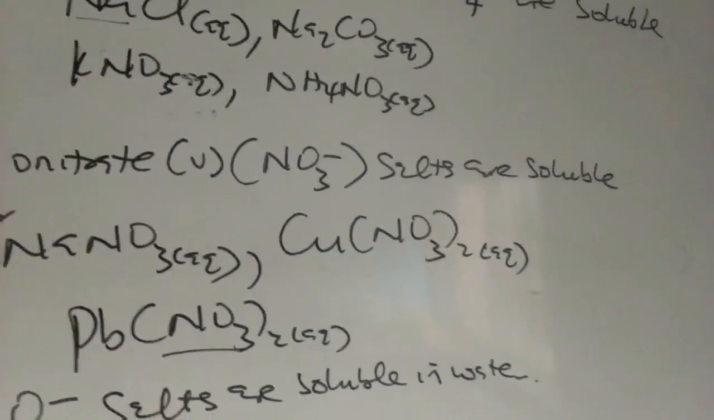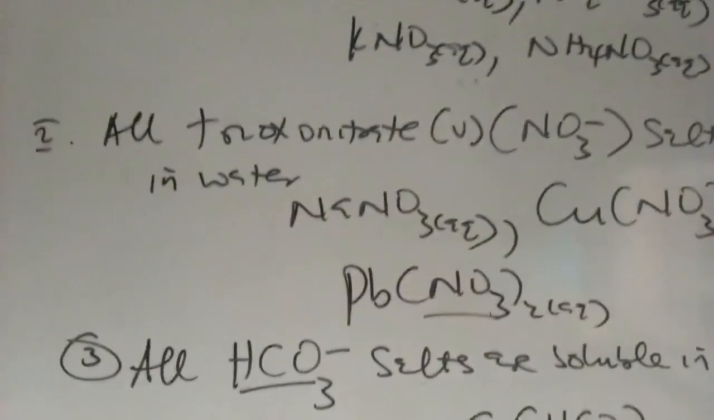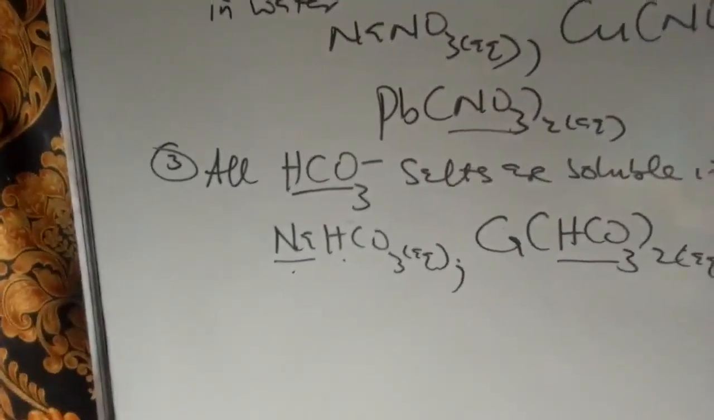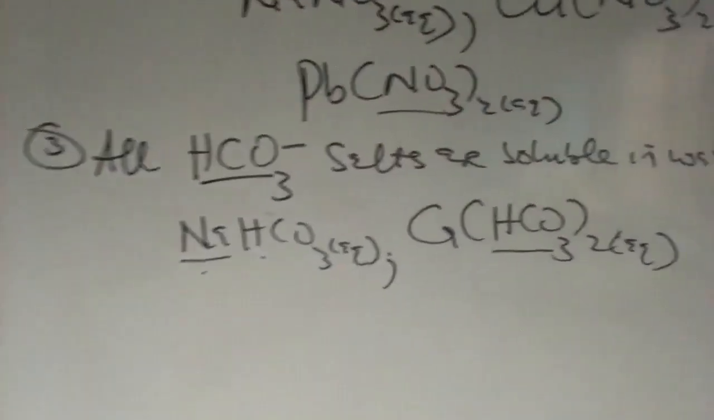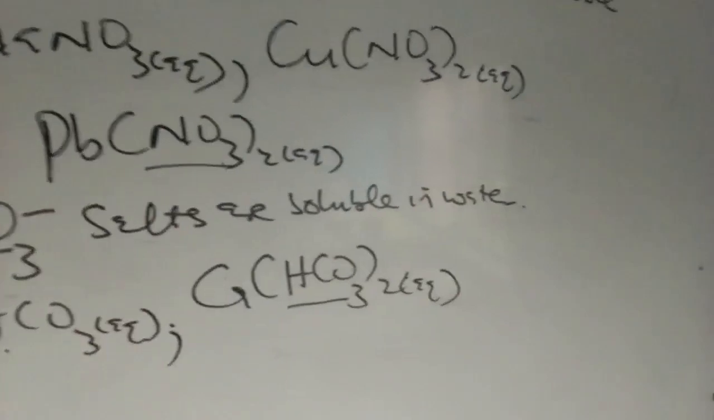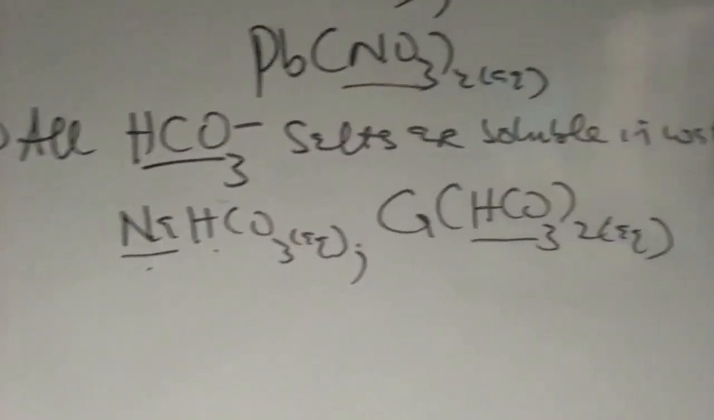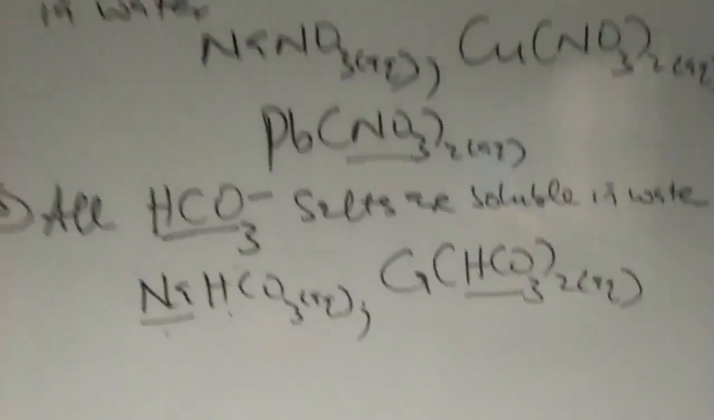Those examples: NaNO3, CuNO3, and then Pb(NO3)2. They are carrying nitrates in them. The third rule, all hydrogen carbonate salts are soluble in water. We have examples, sodium hydrogen carbonate and calcium hydrogen carbonate. Because they are carrying the hydrogen carbonate ion, they are soluble in water.